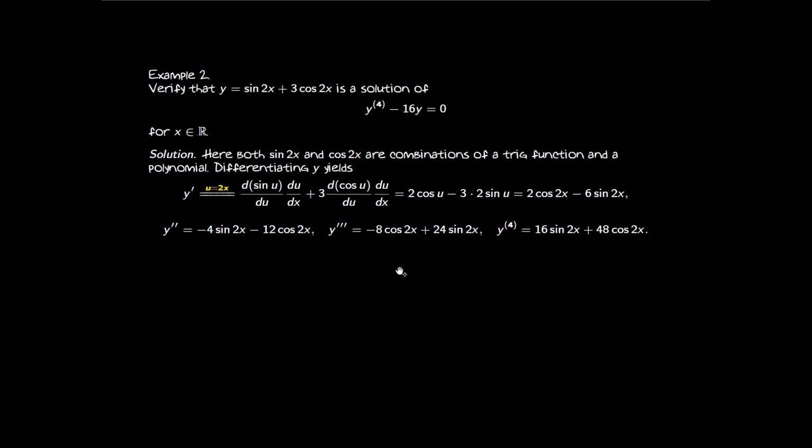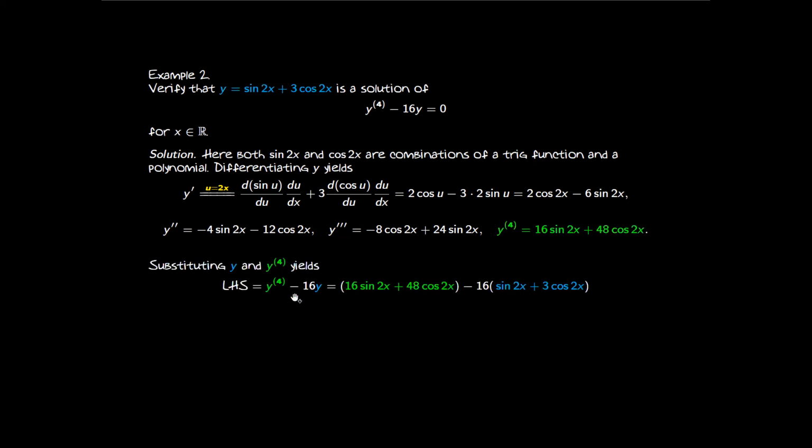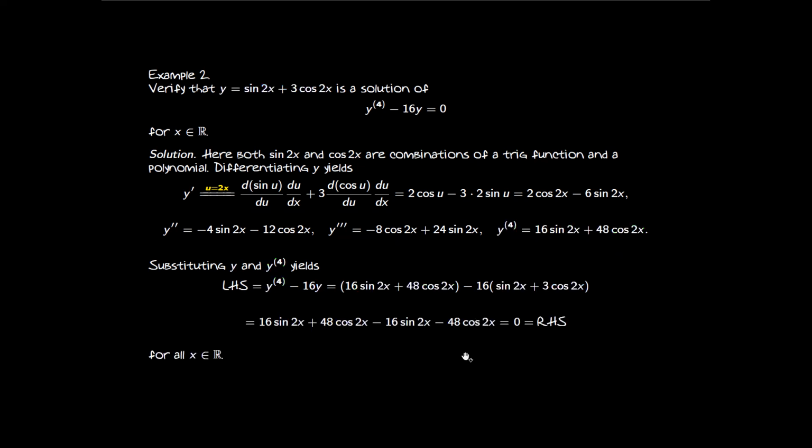Finally, we can plug the derivative and the y into the equation. Once again, we need to do the algebra, and we can cancel the like terms and get 0. So again, we verified that the left-hand side and right-hand side are the same. Therefore, the proposed solution is a real solution to the differential equation.